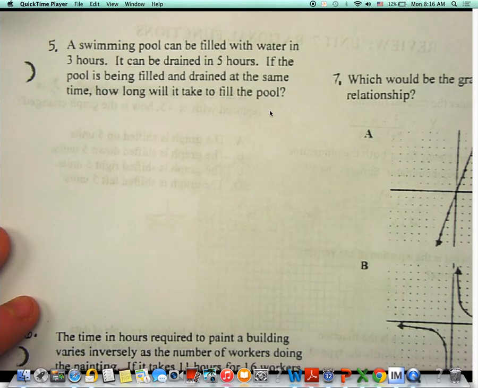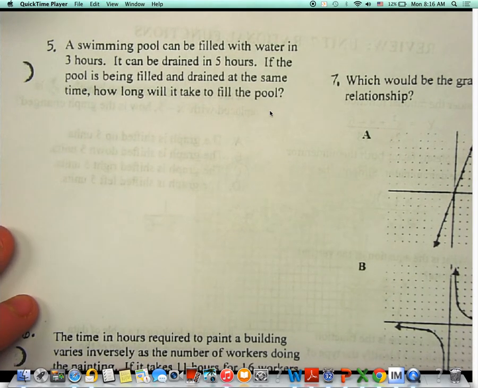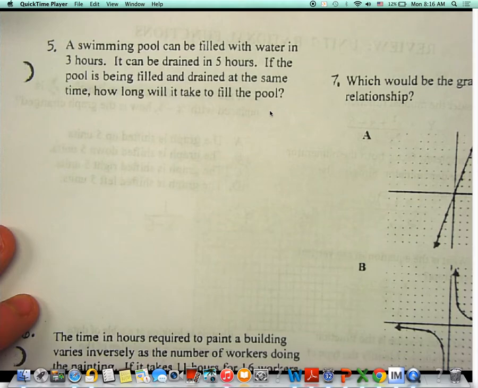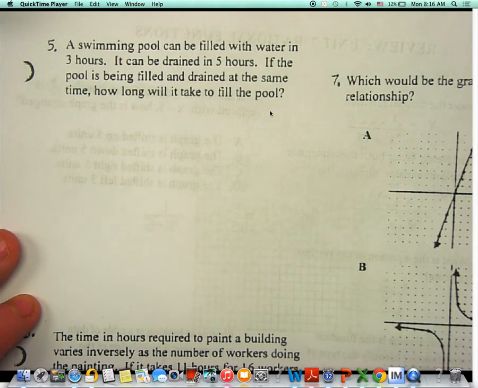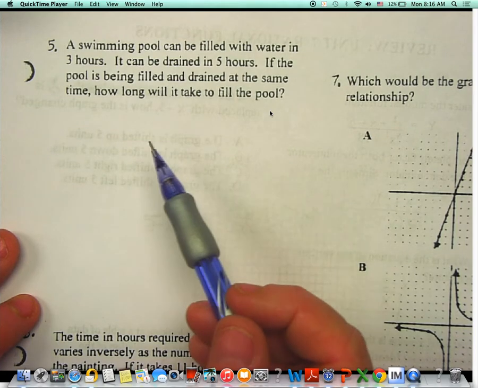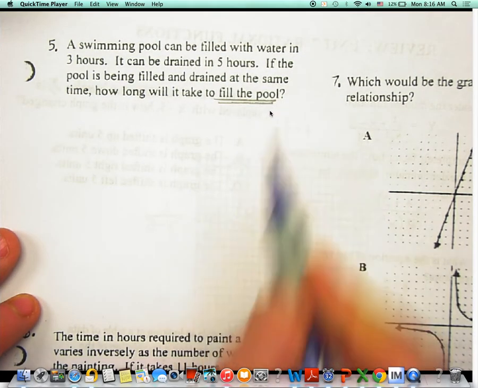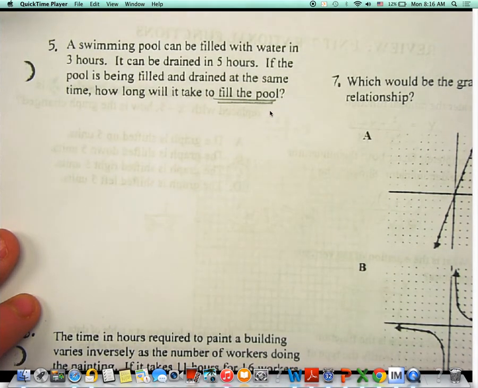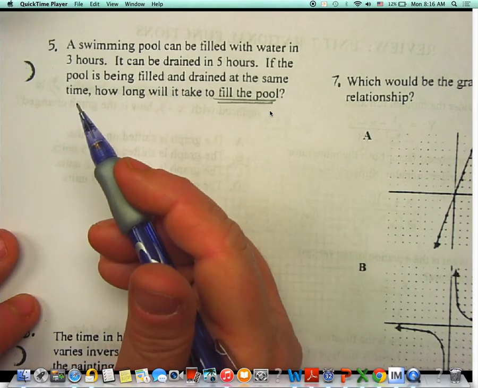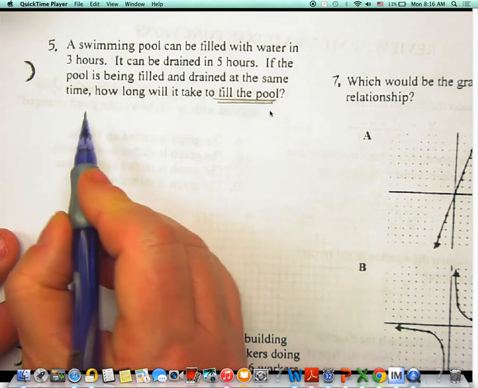Okay, number 5. A swimming pool can be filled with water in 3 hours. It can be drained in 5 hours. If the pool is being filled and drained at the same time, how long will it take to fill the pool? Okay, so what are we doing here? Filling the pool or draining the pool? Doing both. We're filling it, but eventually it's going to fill it up. So it's filling faster than it's draining, right? What's it filling at? 3 hours. So how do I write this?